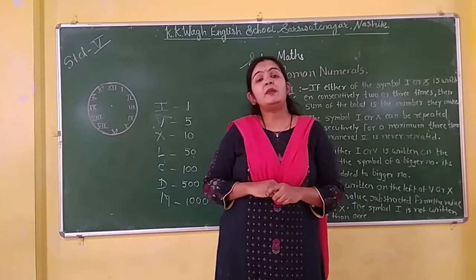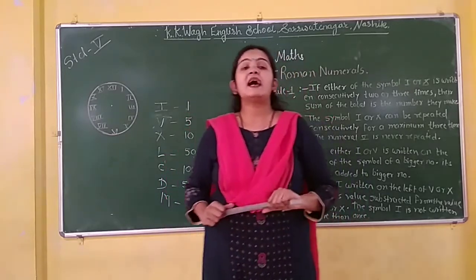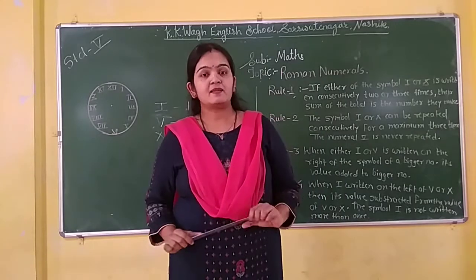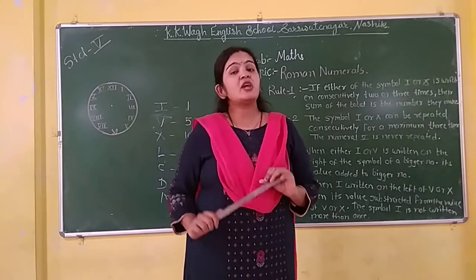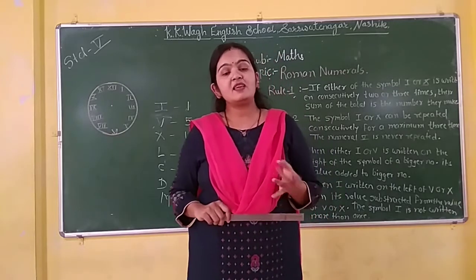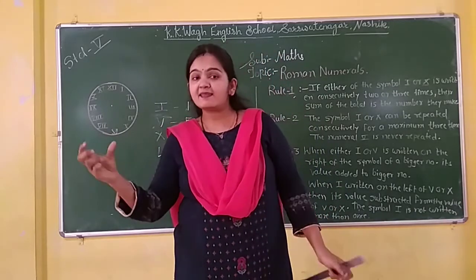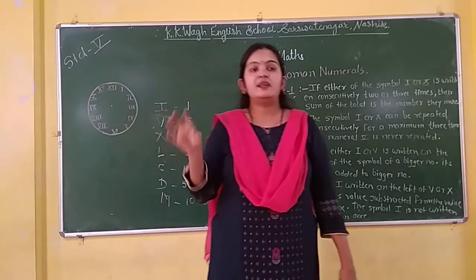Roman numerals have 7 basic symbols. Which are those symbols? The symbols are I, V, X, L, C, D, M. You have to understand it.